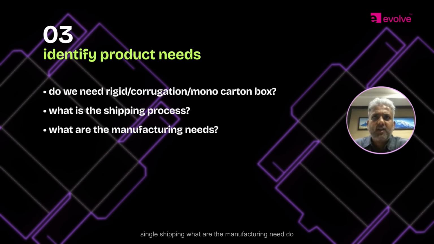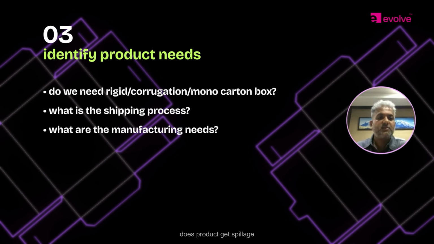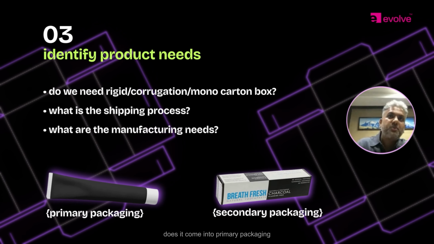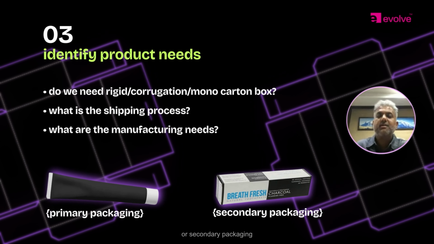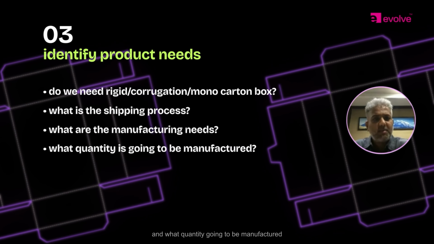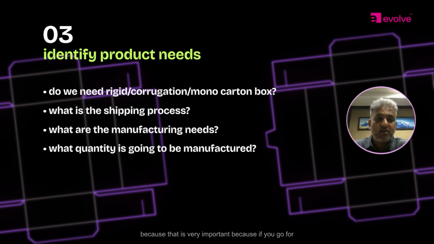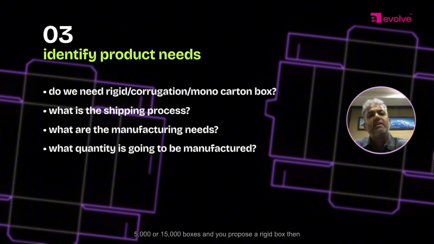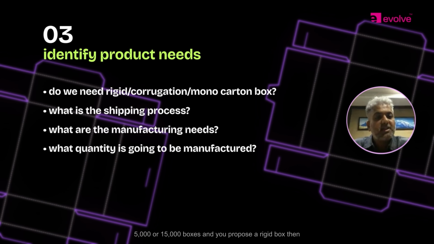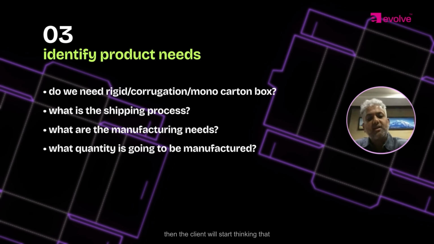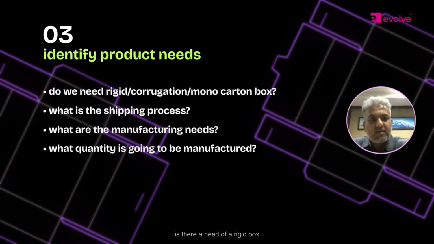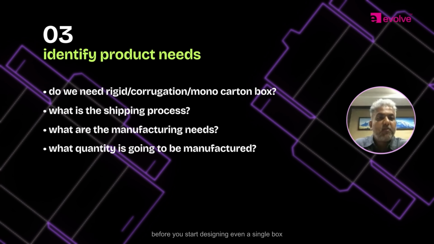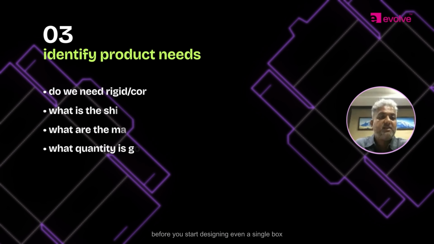What are the manufacturing needs? Does the product get spillage? Does the product need some kind of specific packaging? Does it come into primary packaging or secondary packaging? And what quantity is going to be manufactured? That is very important, because if you go for, let's say, 5,000 or 15,000 boxes and you propose a rigid box, then the client will start thinking, is there a need for a rigid box? So it needs to be identified before you start designing even a single dot.